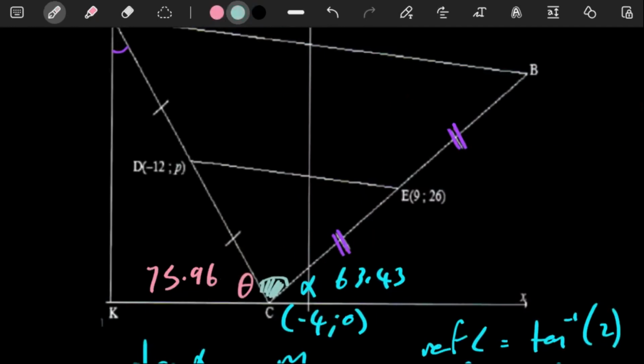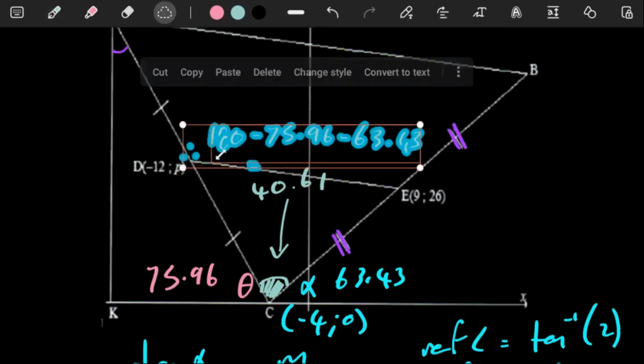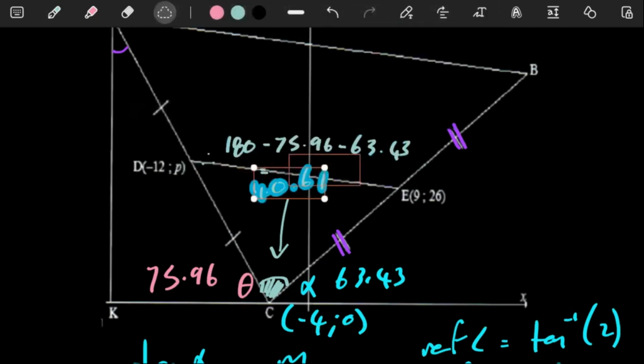So for this angle here, we can then say, therefore, 180 degrees minus 75.96 minus 63.43 is going to be equal to what? 180... Yeah, this does feel like a long dry, but we would not want to waste time thinking of some fancy method instead of just doing what is in our faces. So this is like 40.61. There we go. Let me bring this down here to make it look all together.